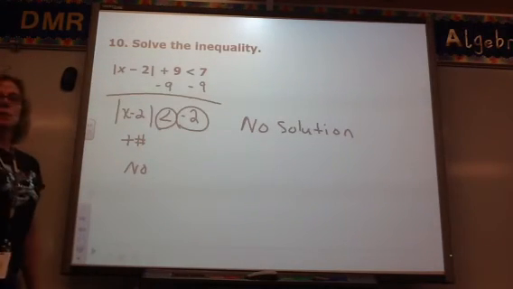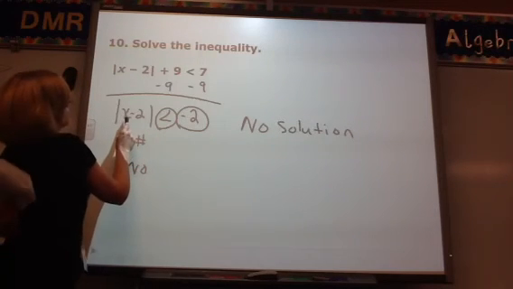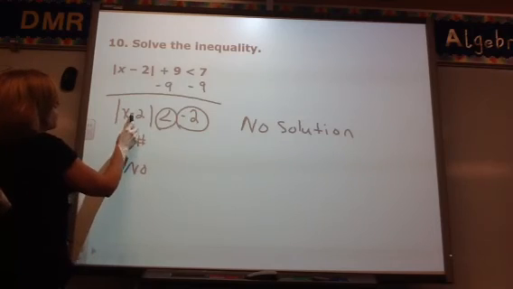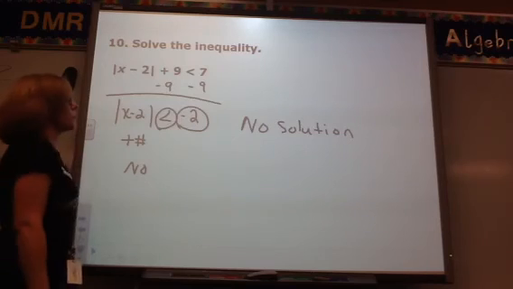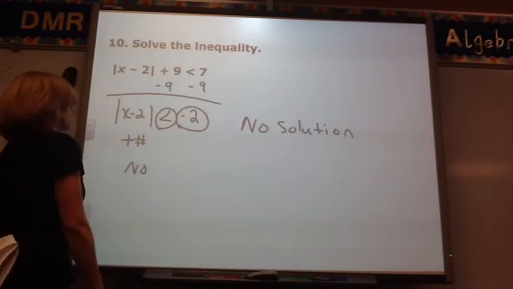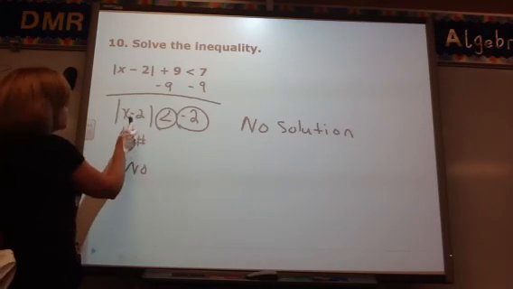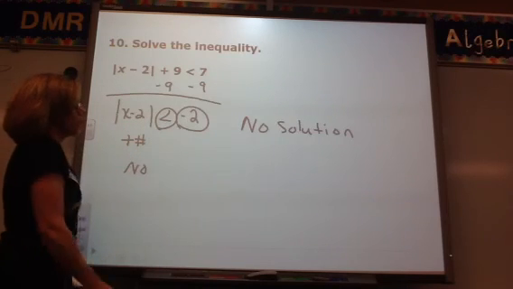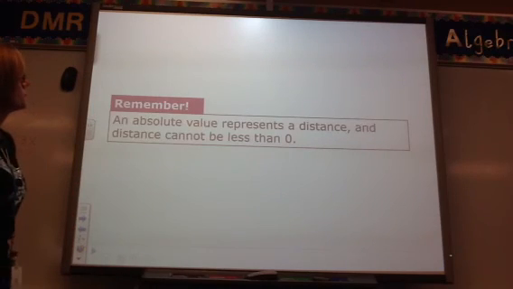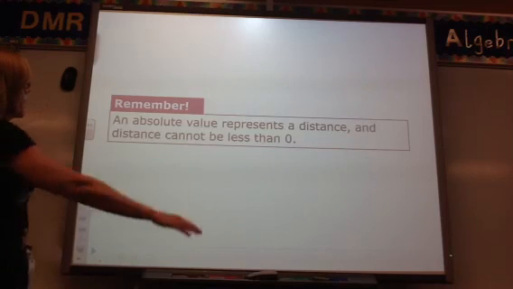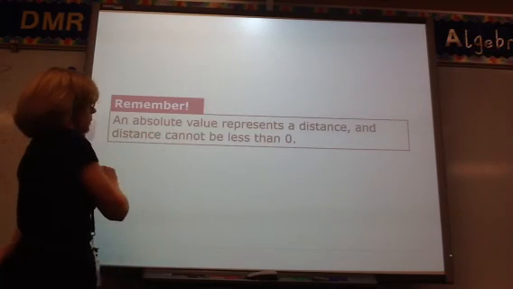Okay, so let's test any number. Let's go ahead and substitute in 2. 2 minus 2 is 0. Absolute value of 0 is 0. Is 0 less than negative 2? No, it's greater. Let's substitute in negative 5. Negative 5 minus 2 is negative 7. Absolute value of negative 7 is positive 7. Is positive 7 less than negative 2? No. So this is an example of where you have no solution. And that's why you have no solution on that, because absolute value is always positive. It represents a distance, and it cannot be less than 0.